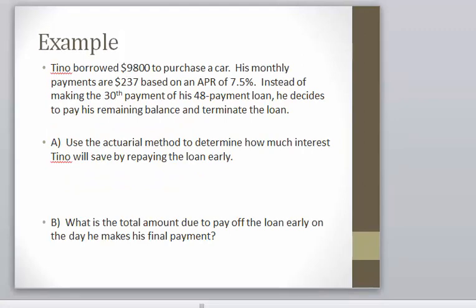Our example reads, Tino borrowed $9,800 to purchase a car. His monthly payments are $237 based on an APR of 7.5%. Instead of making the 30th payment of his 48 payment loan, he decides to pay his remaining balance and terminate the loan. Part A asks us to use the actuarial method to determine how much interest Tino will save by repaying the loan early. So let's begin by writing our formula down.